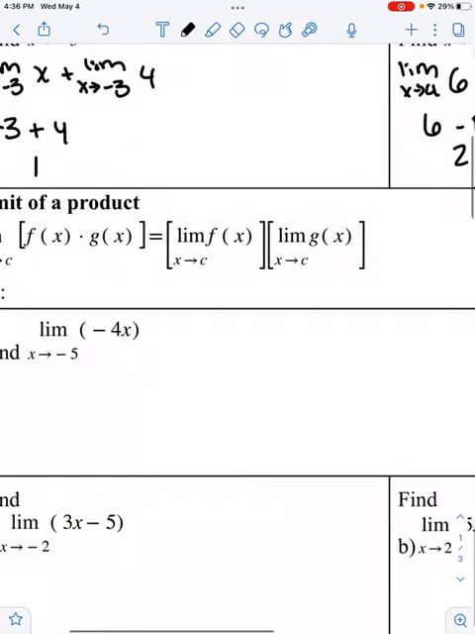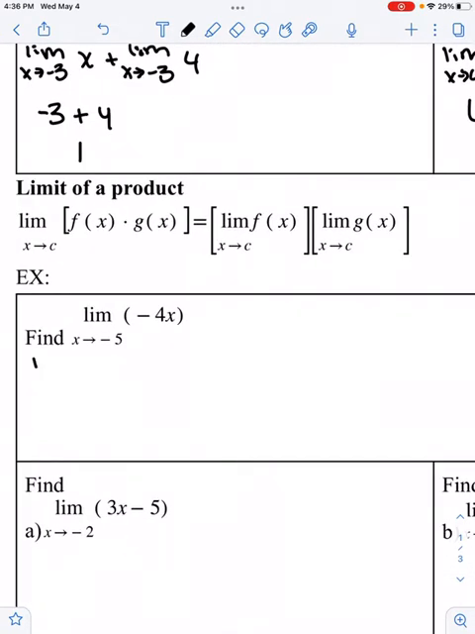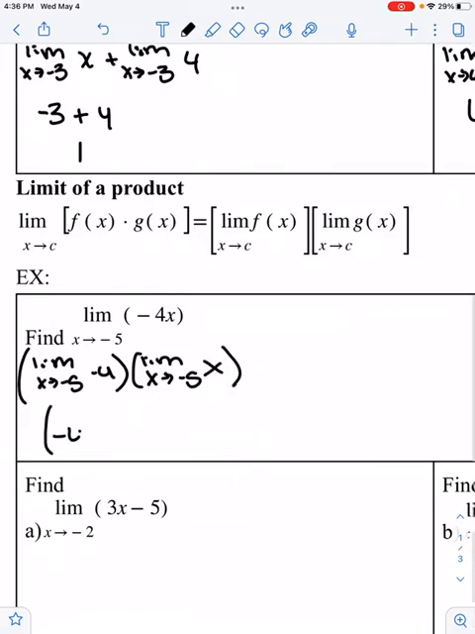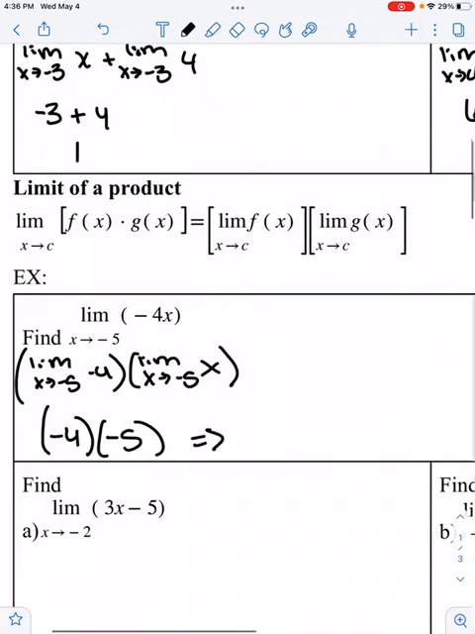We can also do this with multiplication. So the limit as x approaches negative 5 of negative 4 times the limit as x approaches negative 5 of x. So the first one is negative 4, and the second limit is negative 5. Negative 4 times negative 5 is 20.